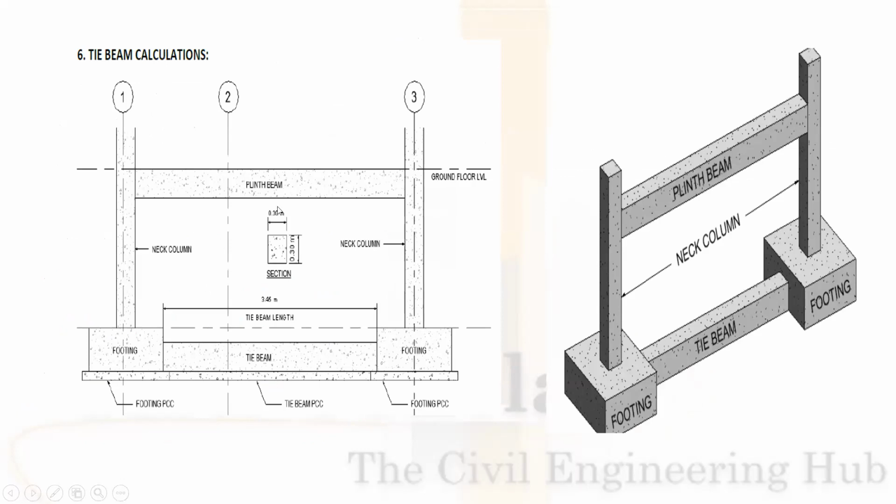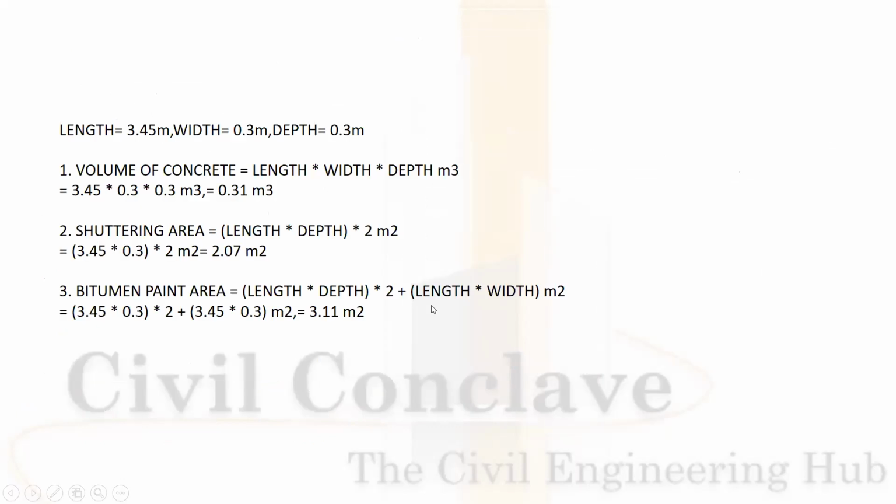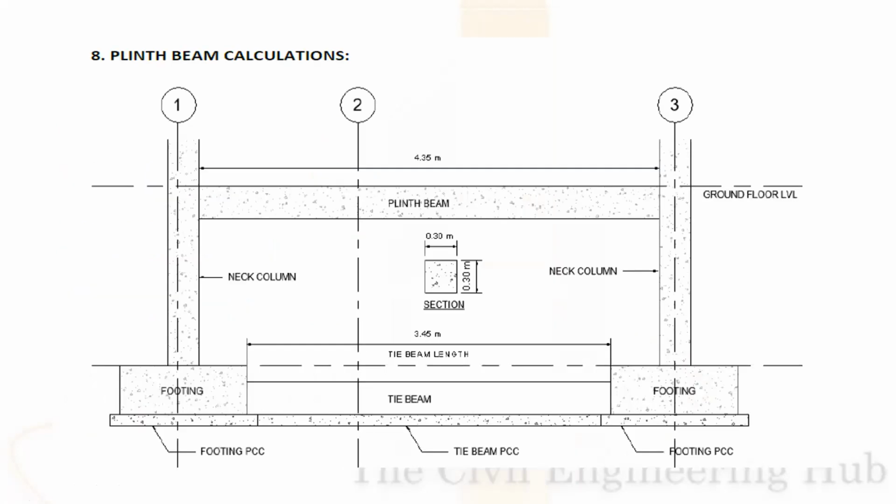Tie beam calculation. This is the image of the tie beams which I provided. Length is equal to 3.45 meter. Width is equal to 0.3 meter. Depth is equal to 0.3 meter. Volume of concreting will be 0.31 cubic meter. Shuttering area will be 2.07 square meter. Bitumen area will be 3.11 square meter.